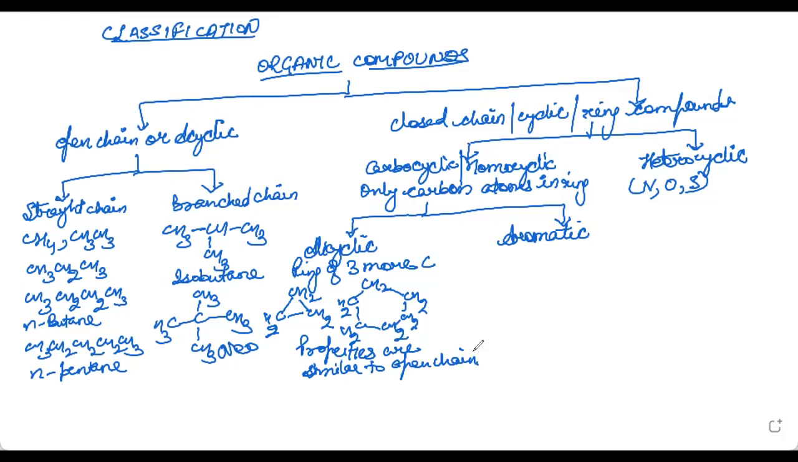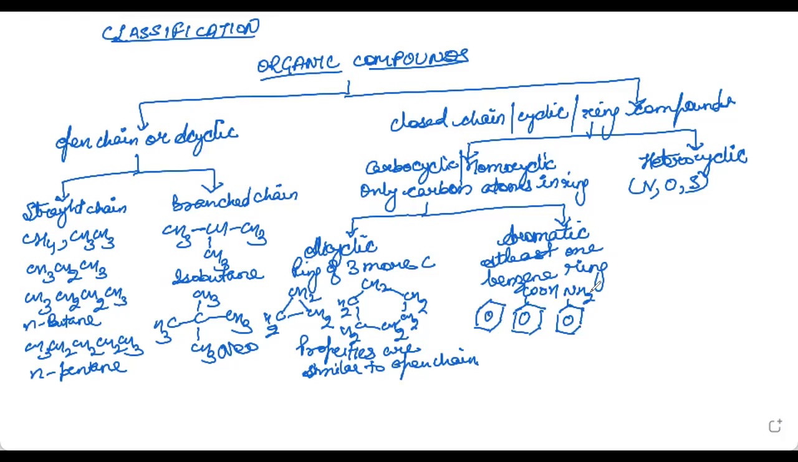Okay, now the aromatic. In case of aromatic compounds, there will be at least one benzene ring. More can be there, but it should have at least one benzene ring. So here the examples will be, we can write benzene itself, then benzoic acid, and aniline. These are aromatic compounds which have at least one benzene ring in them.